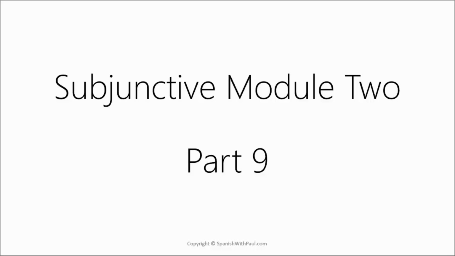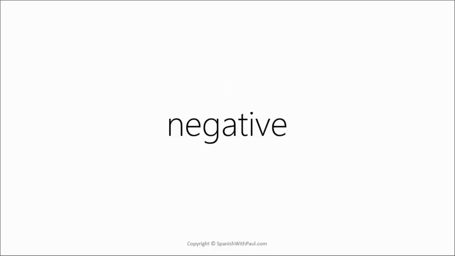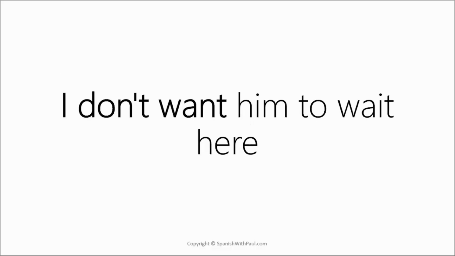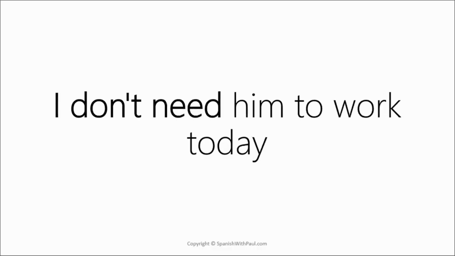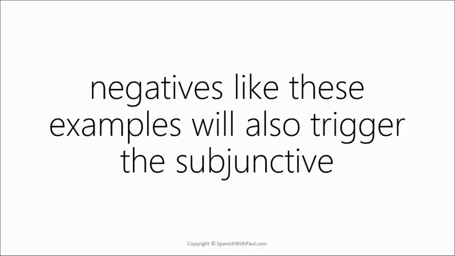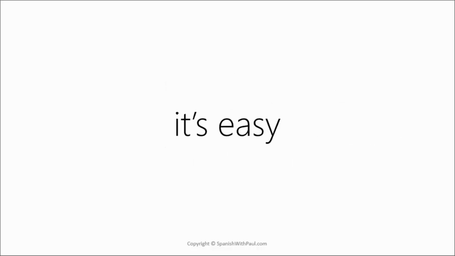Welcome to part 9. What we're going to do now is talk about negative statements in the subjunctive. For example, I don't want him to wait here, or I don't need him to work today. Now, negative statements like these examples will also trigger the subjunctive, but fortunately, it's a relatively easy thing to do.